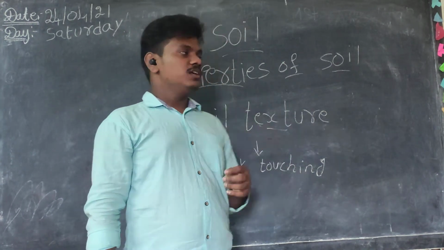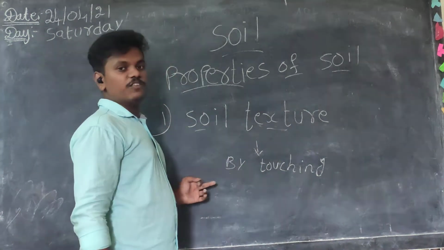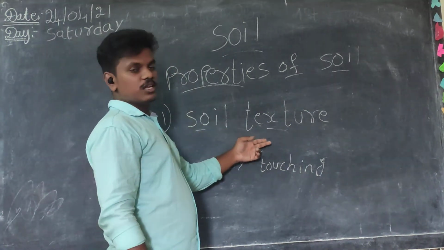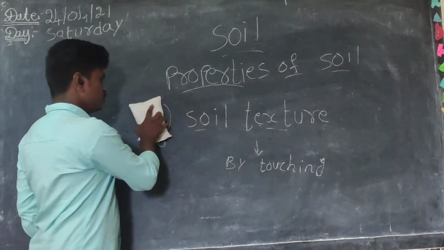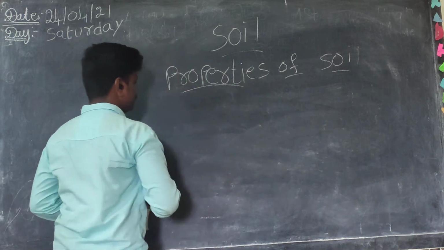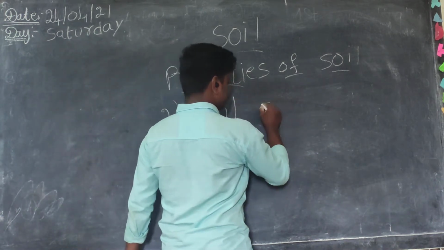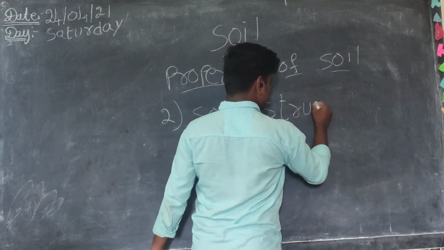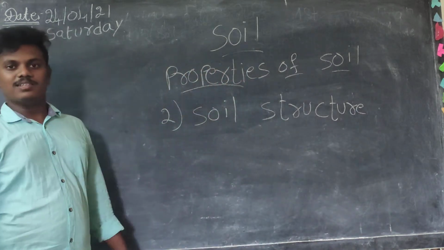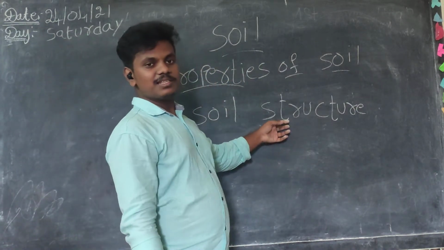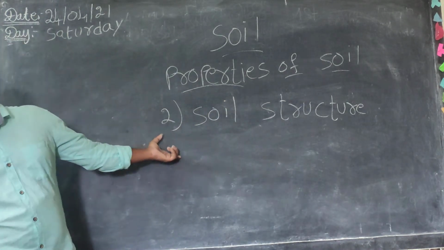So by touching the soil you can differentiate or tell what the type of soil is. That is called soil texture. This is the first property of soil. Next, what is the second property? The second property is soil structure. Structure means shape. Structure means the soil particle's shape, so it is defined as soil structure.